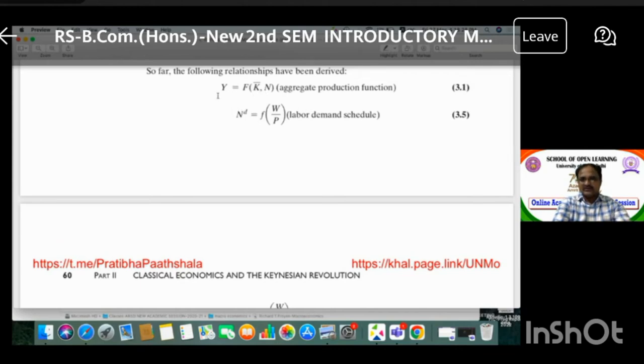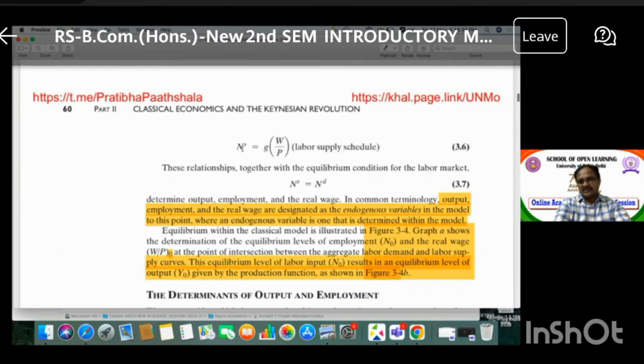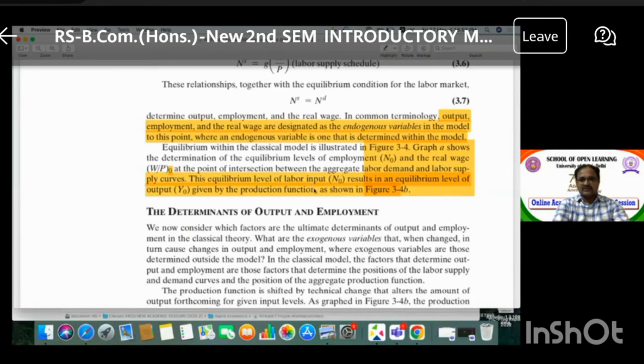What is the demand for labor? Nd, the labor demand curve. The labor demand curve depends upon the wage rate. More wage rate, more labor demanded. And Ns, what? The labor supply curve. The labor supply curve is also a function of the wage rate, W by P. So where is the equilibrium point? Aggregate demand and aggregate supply are equal at a particular point, that you can call the classical theory equilibrium point. Look here, Ns is equal to Nd. Output, employment and real wage are determined at the point where Ns is equal to Nd.